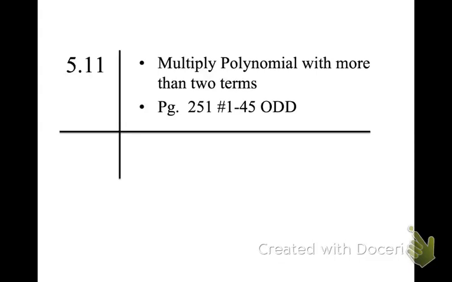This is section 5.11, multiplying polynomials with more than two terms. We are going to do page 251, 1 through 45 odd.